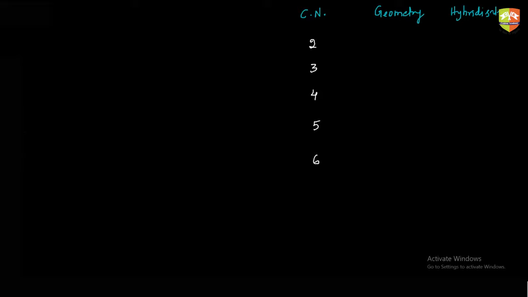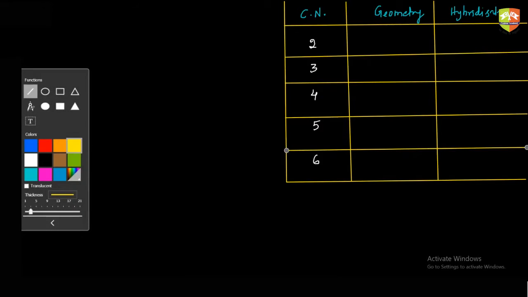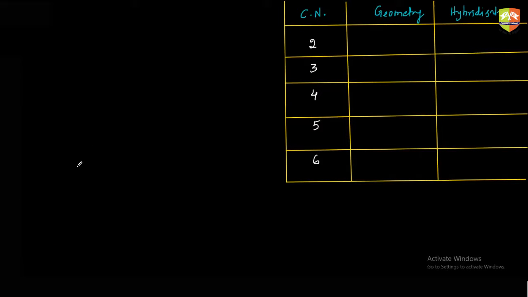So we'll draw a table here. If the coordination number is 2, then the geometry of the molecule is linear and hybridization is sp. If the coordination number is 3, then it is trigonal planar.